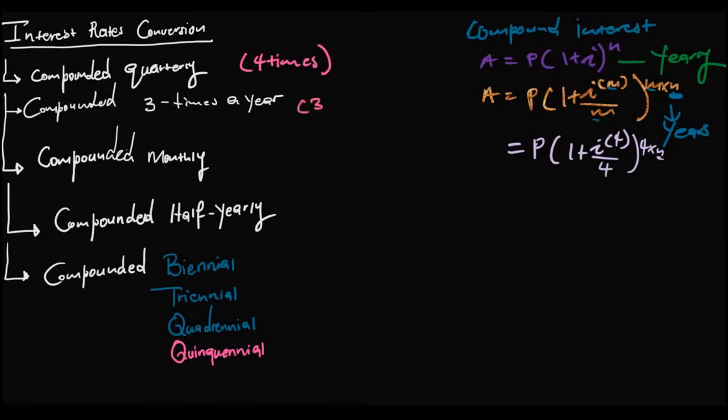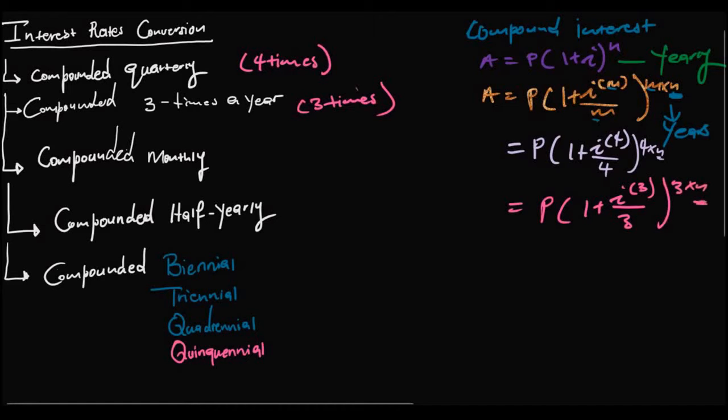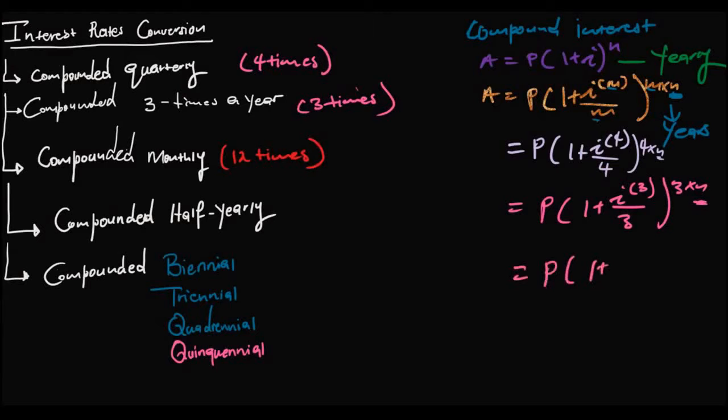Let's look at 3 times a year. For 3 times a year, it just says itself. So we have P into (1 + i_3 / 3) exponent 3 times n. You substitute n for years, depending on how many years we're going to be compounding this for. Then for monthly, we know that this is 12 times, because there are 12 months in a year. So we will have P into (1 + i_12 / 12) exponent 12 times n.